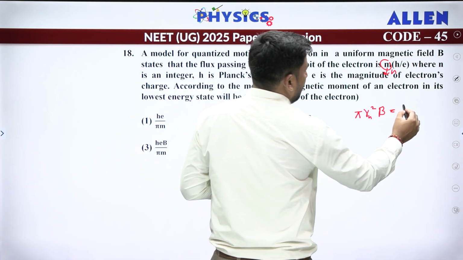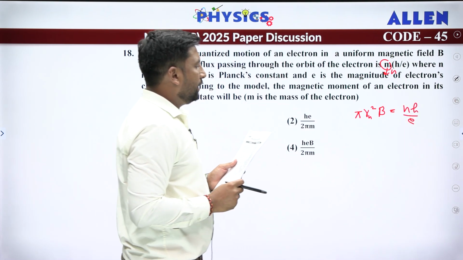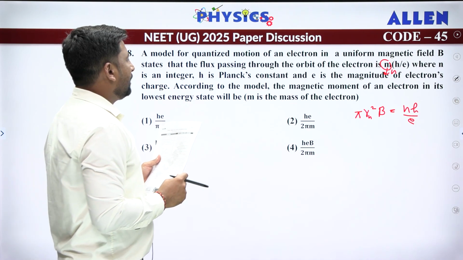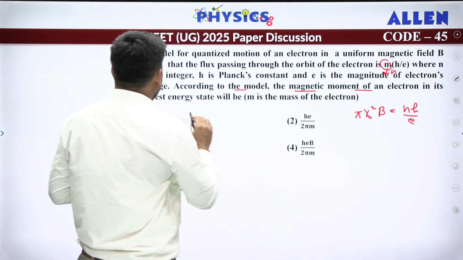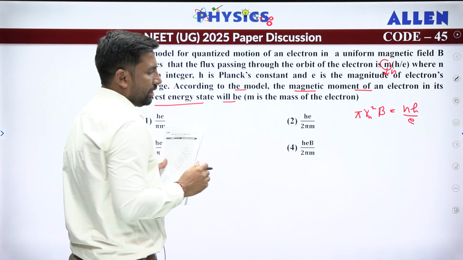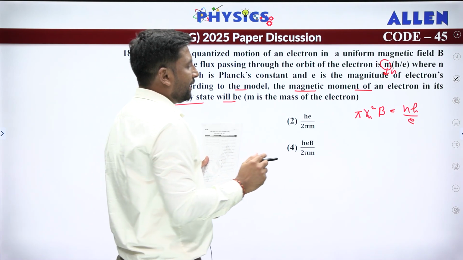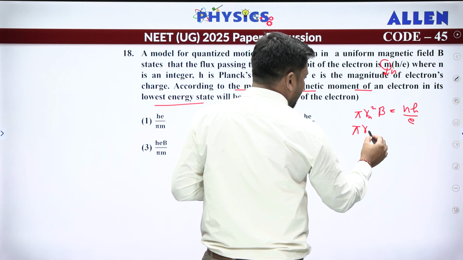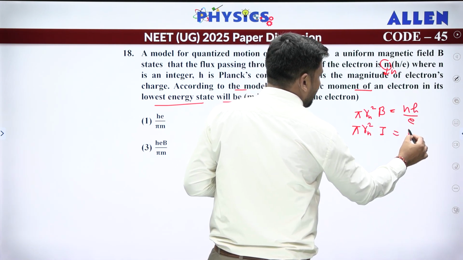Is equal to NH upon E. Alright, now they are saying according to the model, magnetic moment of electron in the lowest state. So let's calculate then in the nth state what is the magnetic moment. So magnetic moment I should write as pi into R n whole square into I, and let's suppose I am saying that is m.